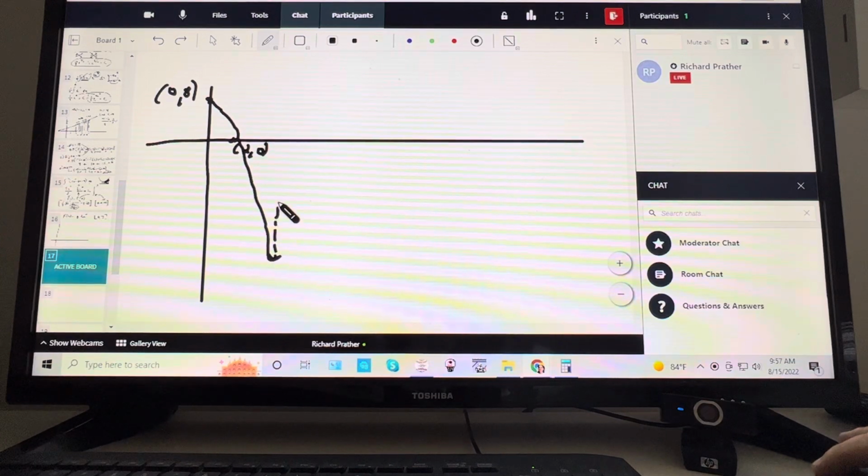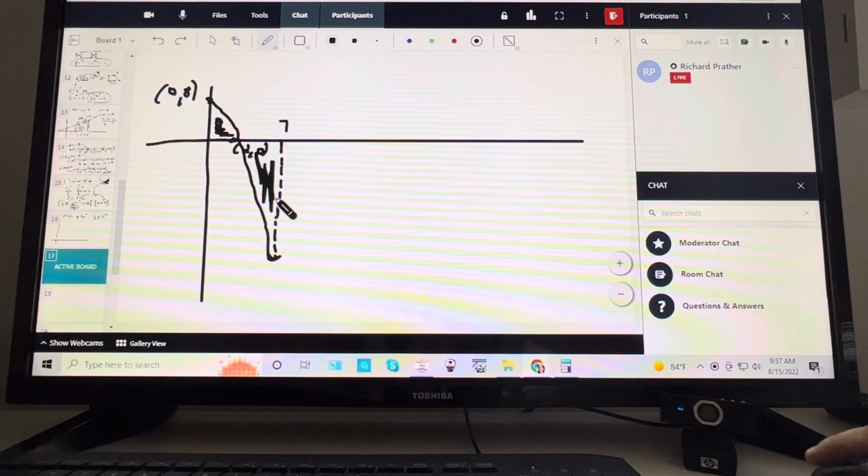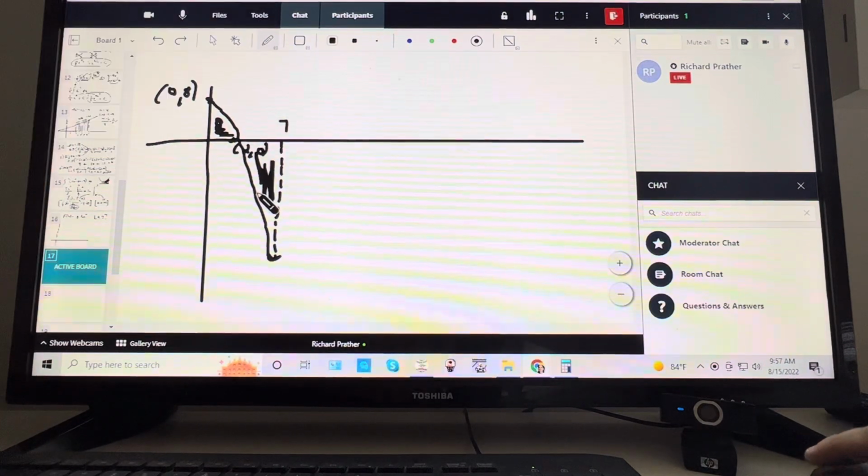So if I call this 7, just because I'm running out of room here, we've got a smaller area above the x-axis and a bigger area below the x-axis. So if you just did an integral from 0 to 7, you would get a negative answer actually. The definite integral from 0 to 7 of this function would be negative because there's more area below the x-axis than above it.